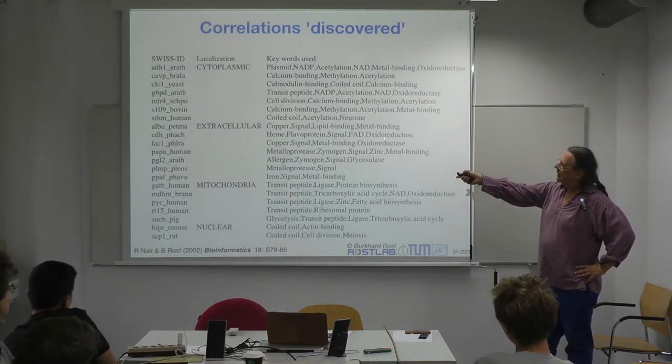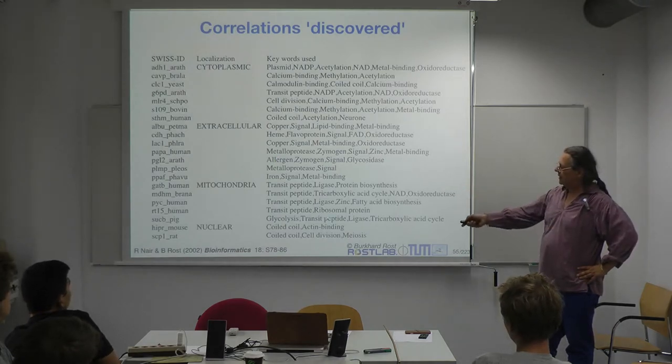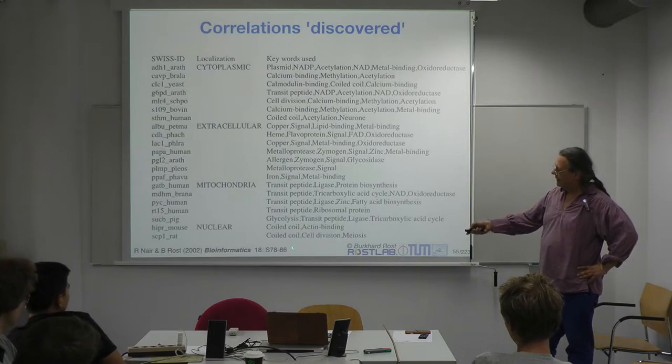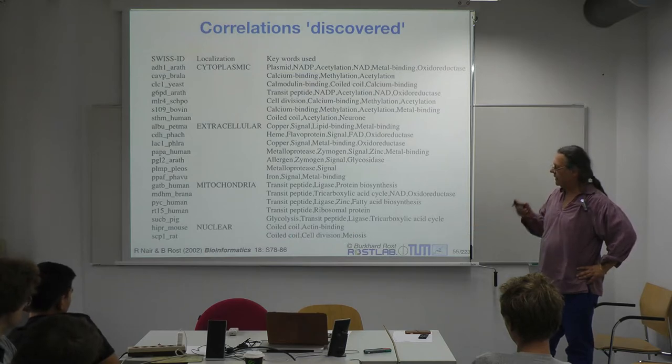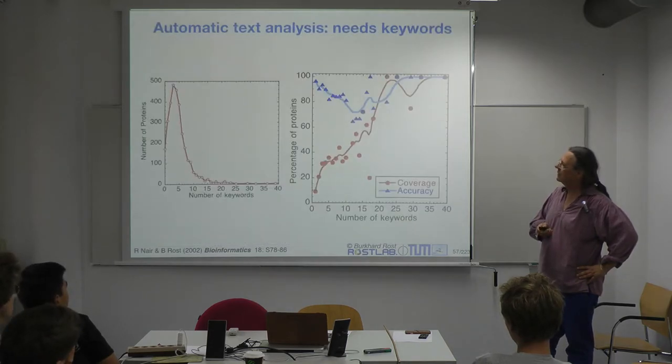Some of those are indicative, but the combination of these keywords really is highly non-trivial. Either of those two is not enough. This one would be enough here, or maybe enough, but again, also proteins from outside the nucleus are related to cell division. This is essentially a DNA binding protein related to that. And then there are some correlations that, in fact, are wrong, mistakes, because of errors in the database.